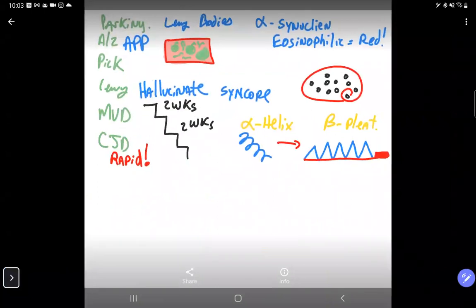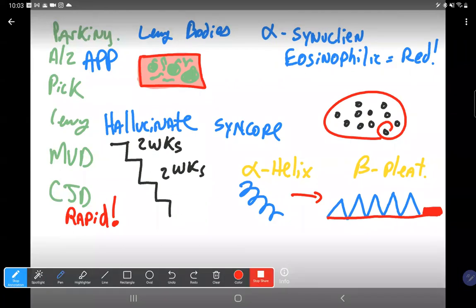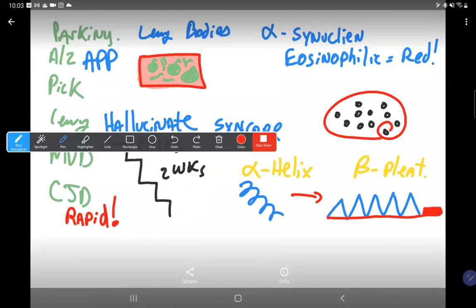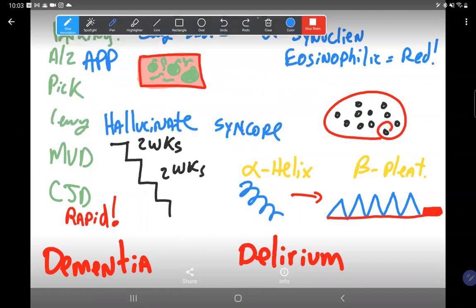We're going to talk about some diseases now, just a couple of buzzwords for dementias specifically. Before we even get to dementia, let me discuss this really quick, because they really like to ask this: dementia versus delirium. Do you know any differences between the two? When somebody's delirious versus somebody's demented.